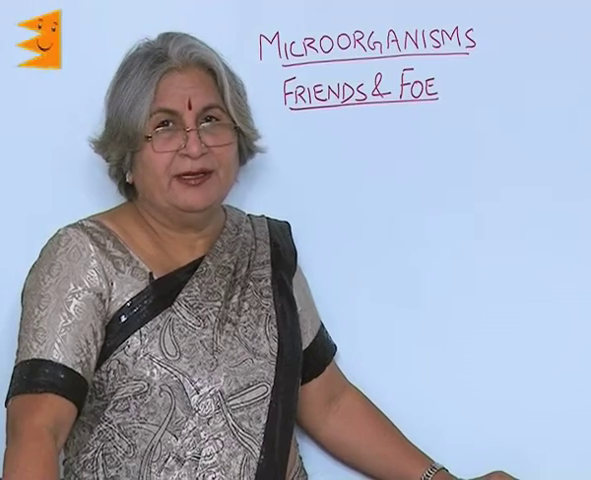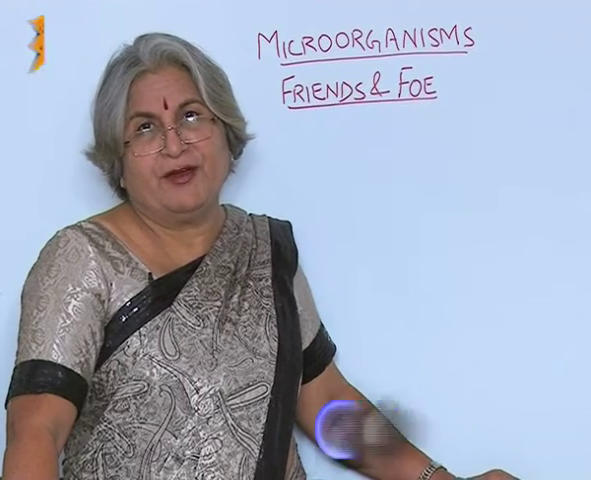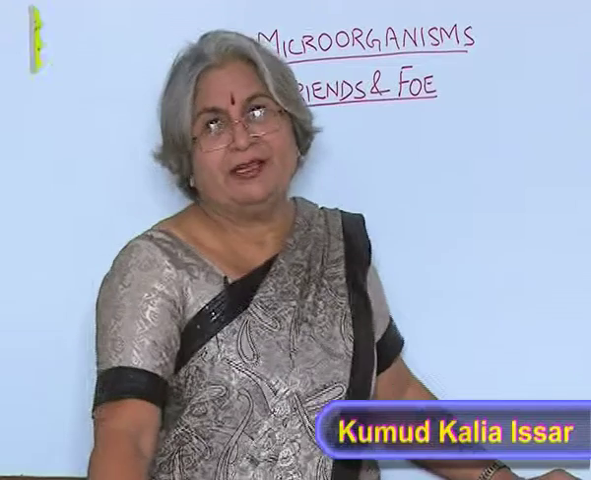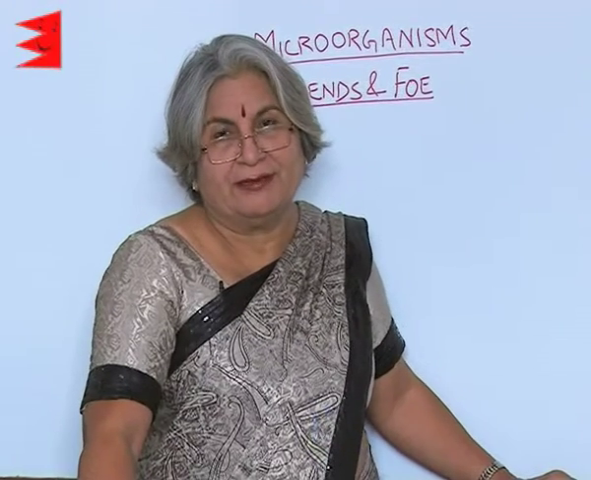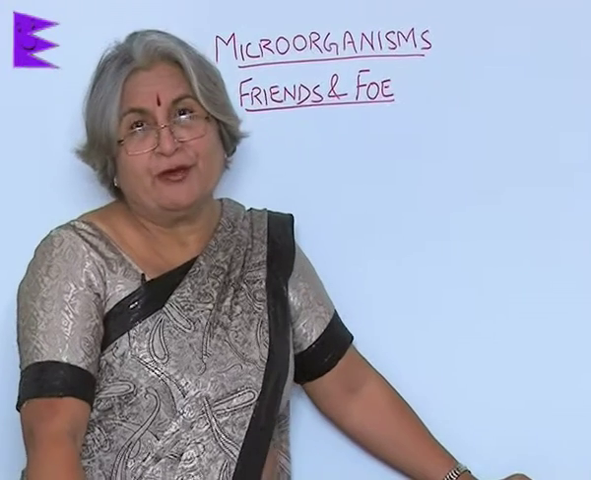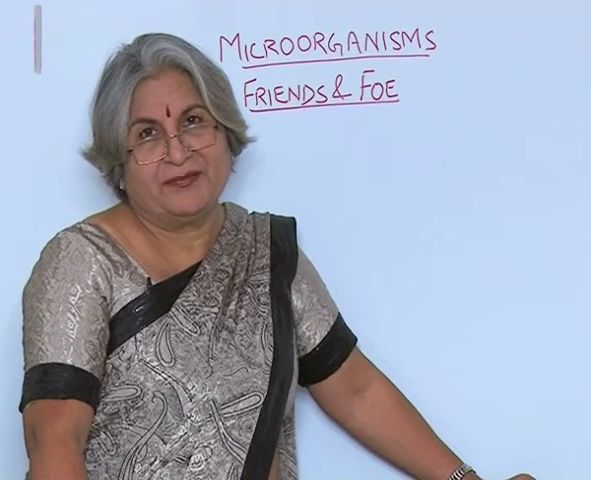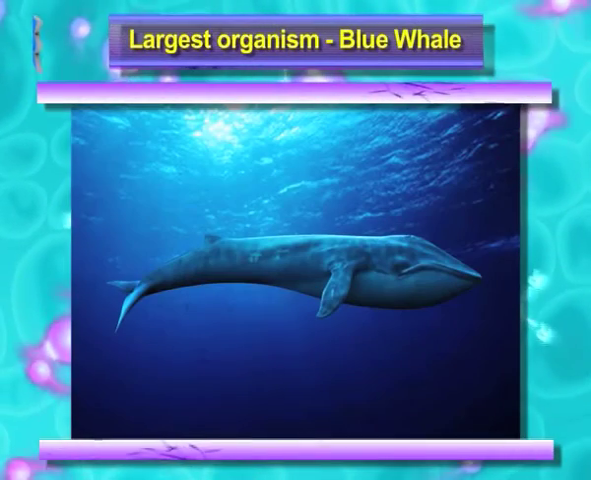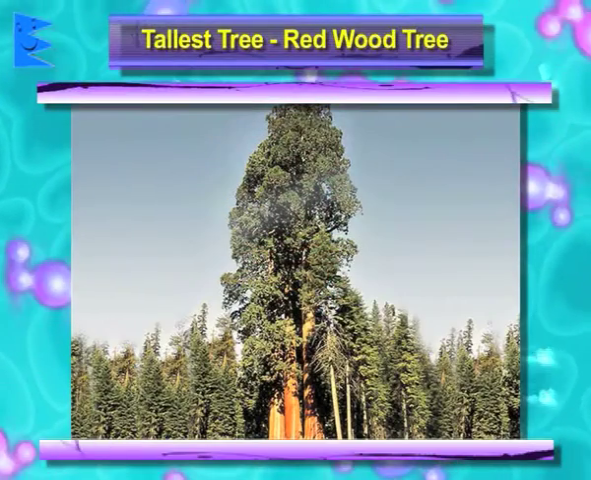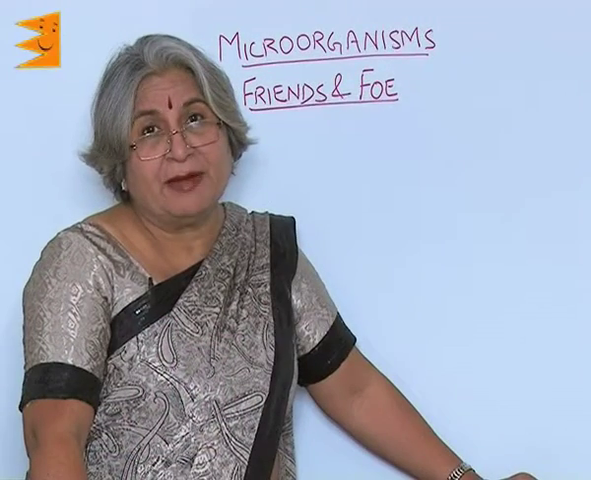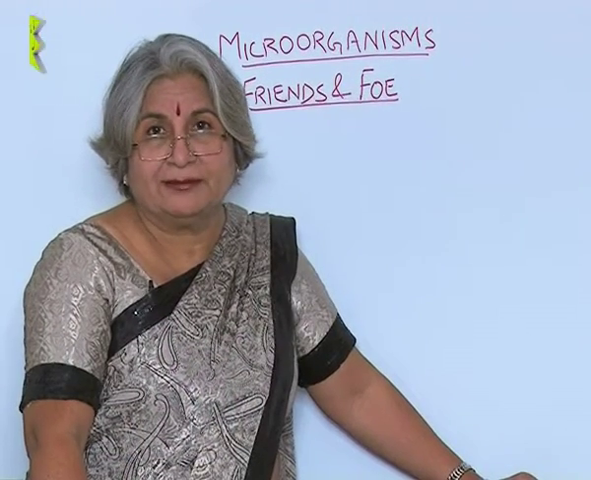In nature, there are many different types of organisms, different in size and even in shape, structure, and color. But today we are only going to focus on their size. You know the largest organism, the blue whale, and the tallest tree, the redwood tree. And there are also some animals and plants which are very small.